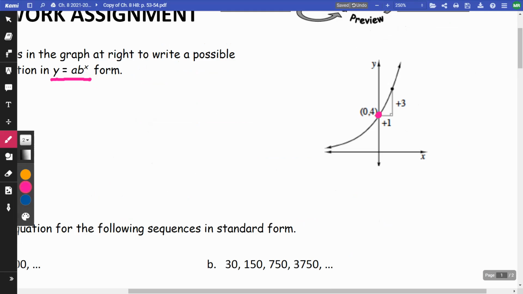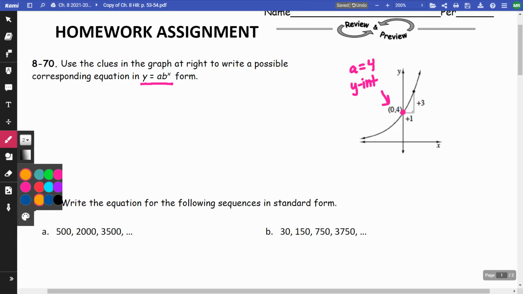So first thing I need to do is look at these points. So I have a point at 0, 4. This is going to be my y-intercept. So that is going to be our a. So our a is going to equal 4. Now this other point here is 1 away from that. So that's going to be 1 comma, and it's 3 up. So it's going to be 1 comma 7.